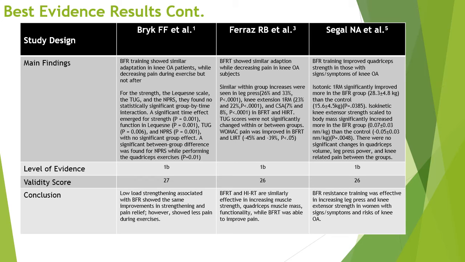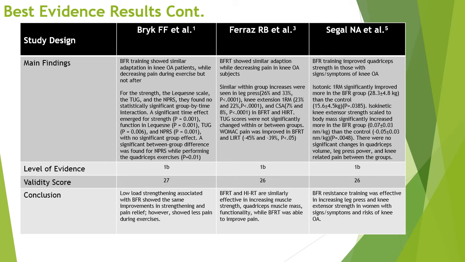All the level of evidence was level 1B because they were randomized control trials, and the validity scores were very similar. Ferreira's and Segal were missing randomized control trial in their title, and other things that were missing were such as who funded them and who they reported to. Bright's conclusion was that low load strengthening associated with blood flow restriction showed the same improvements in strengthening and pain relief, however, did decrease pain during exercise.